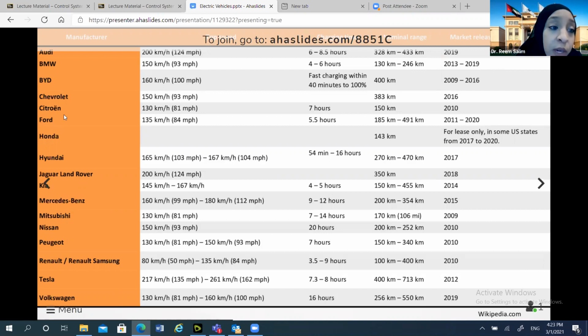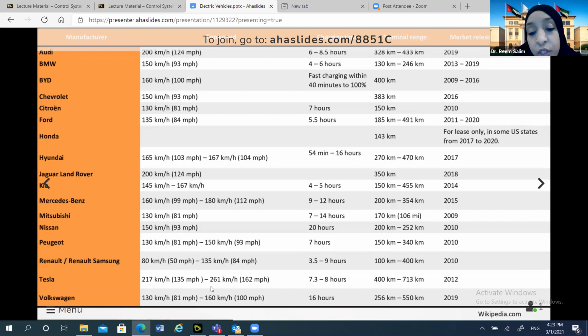So we have Chevrolet, Citroen, Ford, Honda, Tesla, for instance. Tesla has multiple models. However, they still need 7.3 to 8 hours of charging time. Their speed range goes between 217 and 261 kilometers per hour, which is a very good high top speed range. And they give you from 400 to 700 kilometers at full charge.